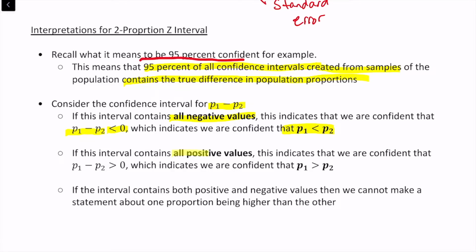The flip of that, if we get all positive values in this confidence interval, we're saying that P1 minus P2 is greater than 0, which means that we are confident that P1 is greater than P2. That's the difference. Okay, so if you get all negative values, you're saying that P1 is less than P2. If you get all positive values in your confidence interval, you're getting P1 is greater than P2. And if you get both positive and negative values in the confidence interval, then we really cannot make a statement about one proportion being higher than the other. So we can only really make a strong statement if we have all negative values or all positive values. Okay, enough being said, here we go.